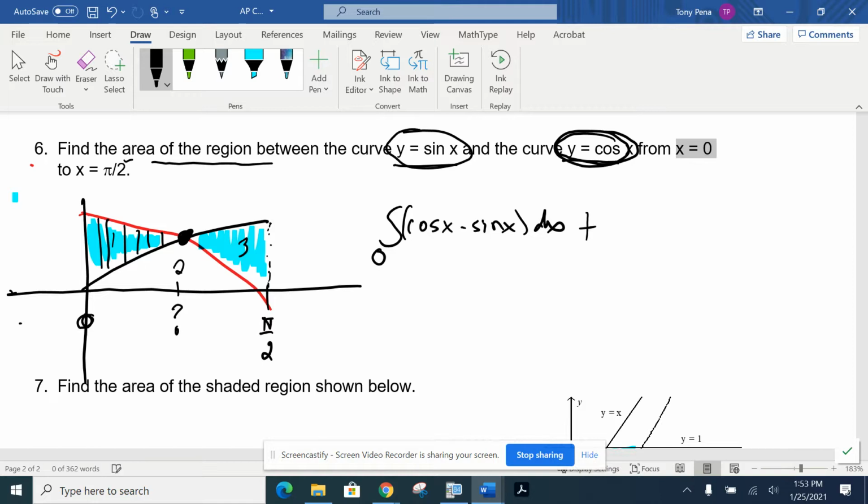Then I need a second integral. That's going to take me from whatever that unknown intersection point is until the end of pi over 2. In the second interval, they flip. The sine curve jumps on top, and the cosine curve comes underneath. The missing element right now is: what is this intersection point?